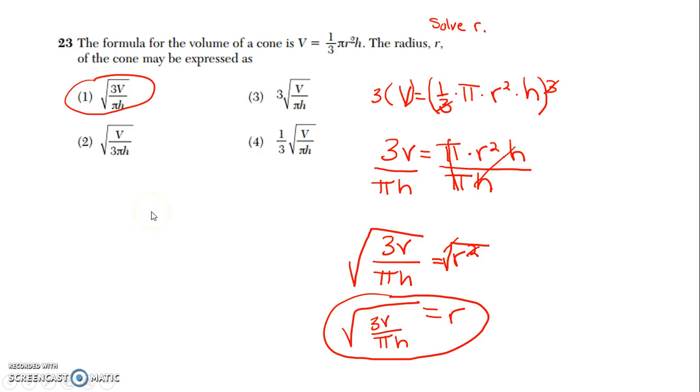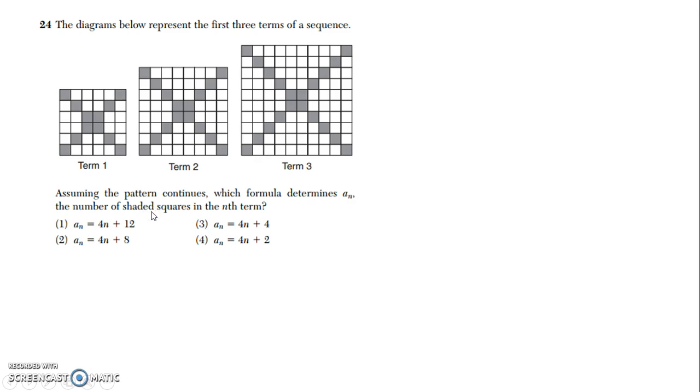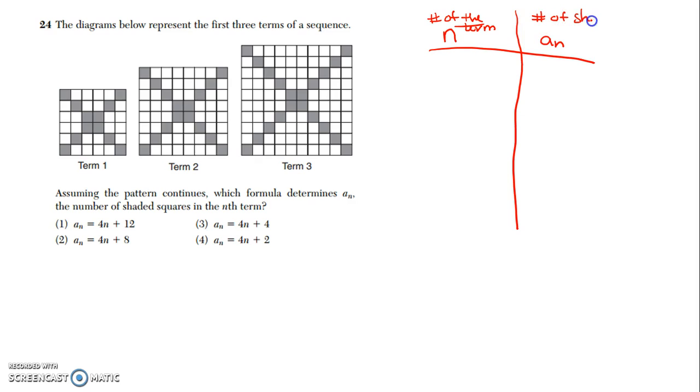Let's see, the video will run out after 15 minutes. Let's hope I can do the last one. All right, the diagram below represents the first 3 terms in a sequence. Assuming the pattern continues, which formula determines a_n, the number of shaded squares for the nth term? So what you have to do is here, the n, it's the number of the term. And then I just like to make little tables. It usually helps me. a_n would be the number of shaded squares.